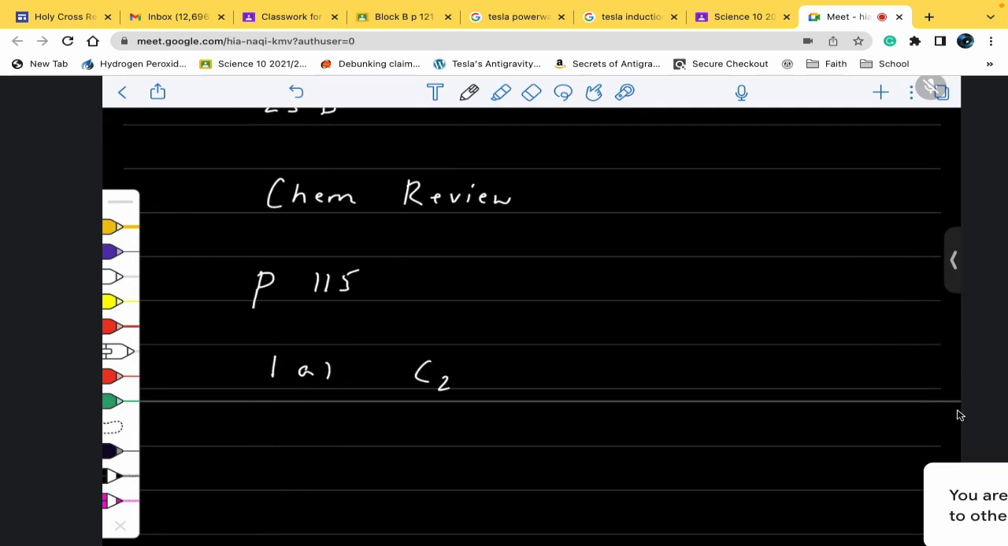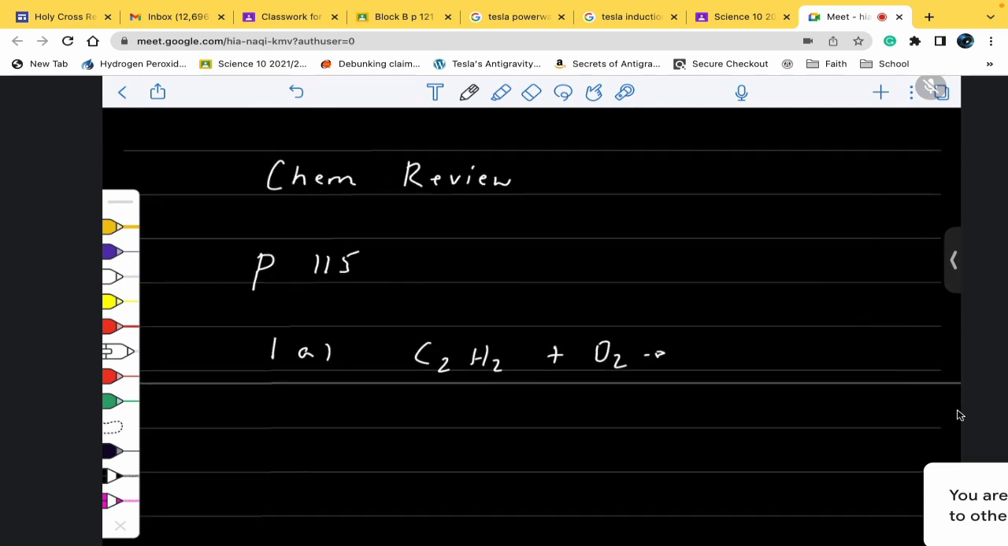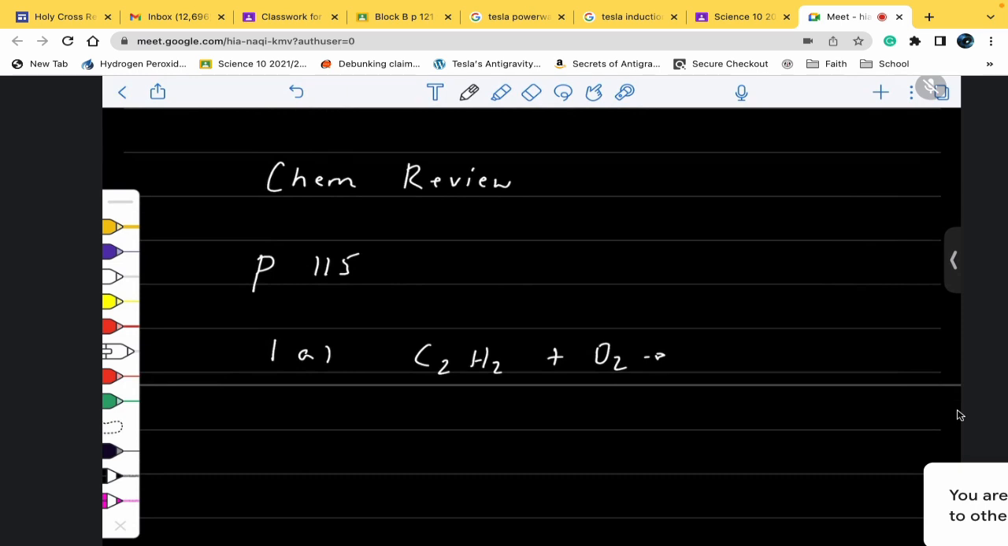Let's look at this. 1A is C2H2 plus O2. Don't worry about completing it yet. I want you to classify it. What type of reaction? Let's see if you remember anything. Good. Wow, you got it. Very good.